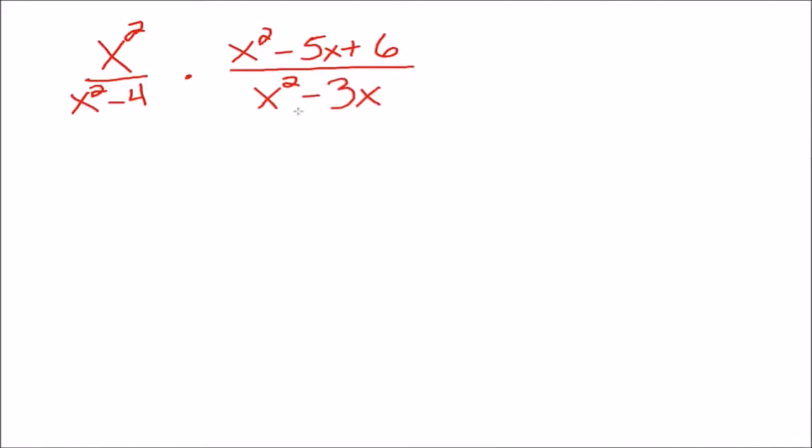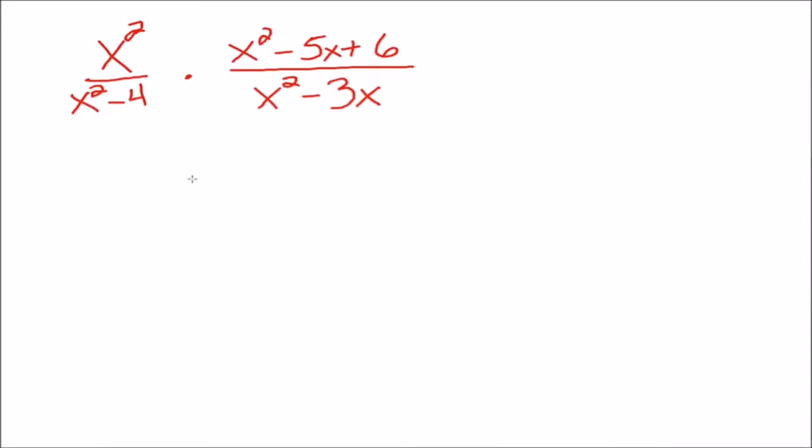Now, one thing you could do is literally, yes, multiply straight across. Distribute that x squared through to all of those and get x to the fourth minus 5x cubed plus 6x squared. And then multiply x squared minus 4 times x squared minus 3x. So multiply all that stuff out on the bottom, then get this really big, ugly looking fraction. And then try to reduce that fraction like we did previously. Or we can do all of the simplifying ahead of time.